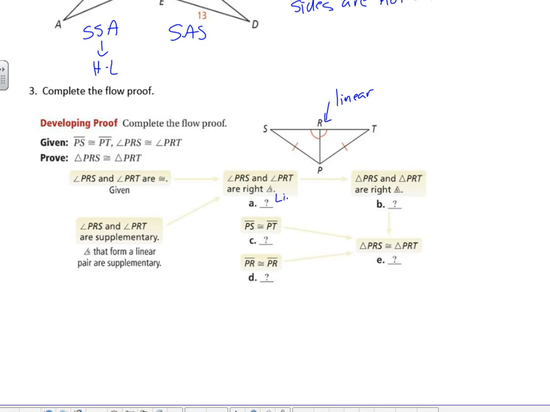The reason is that linear pairs that are congruent are right angles. So if they're both equal to each other and they add up to 180, then they both have to be right angles. So we could draw in that box for the right angle there. Therefore the triangles are right triangles, and that's because if a triangle has a right angle, then it is a right triangle.